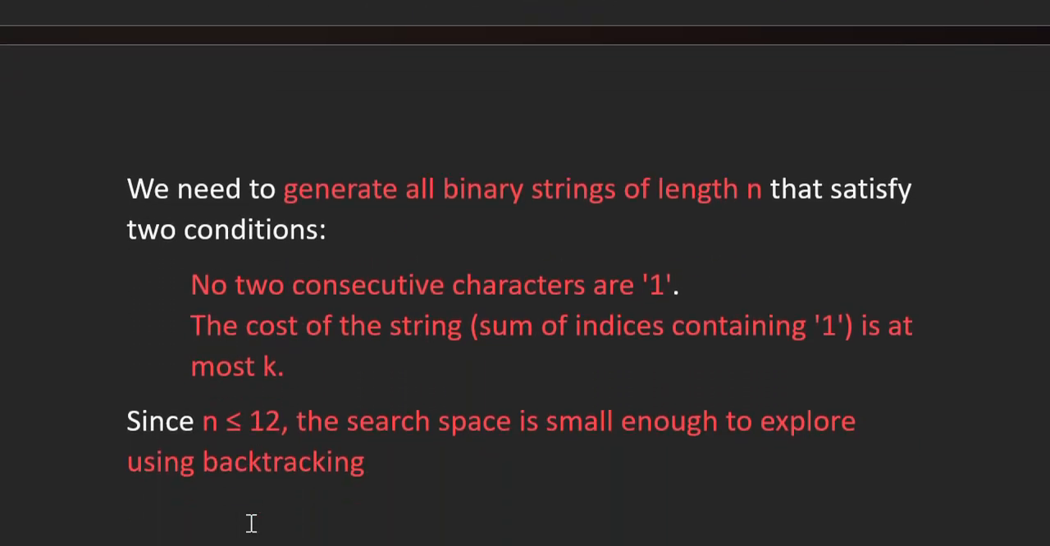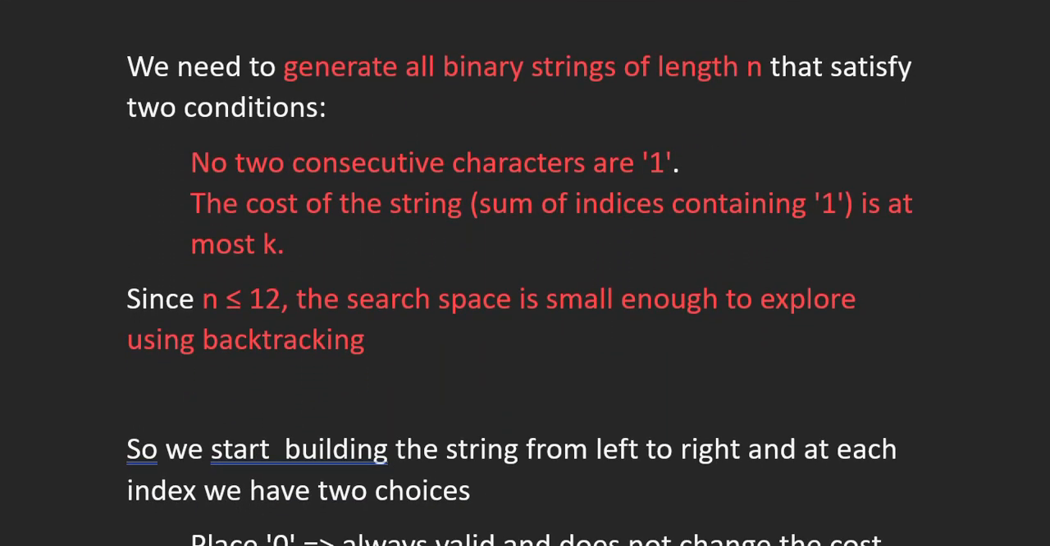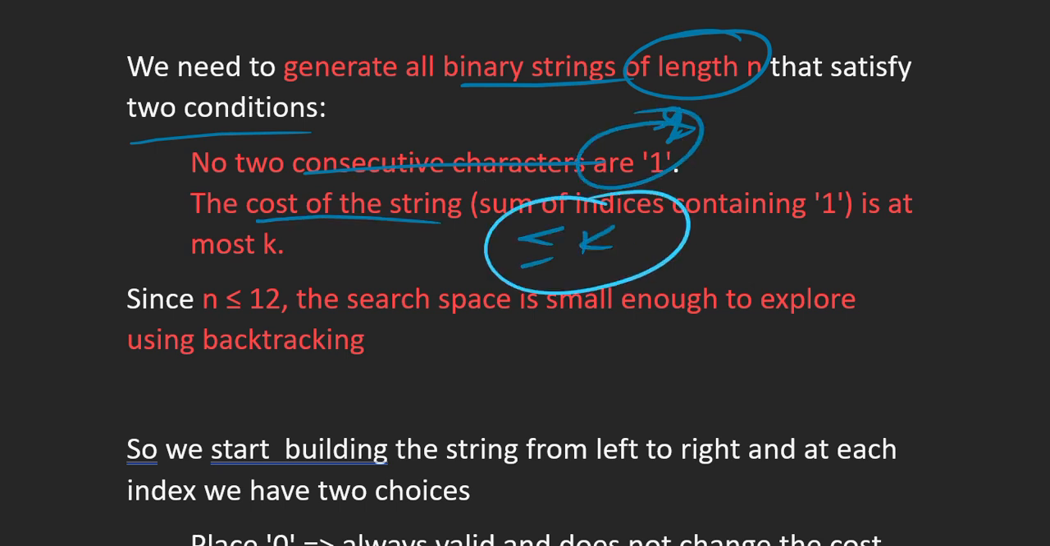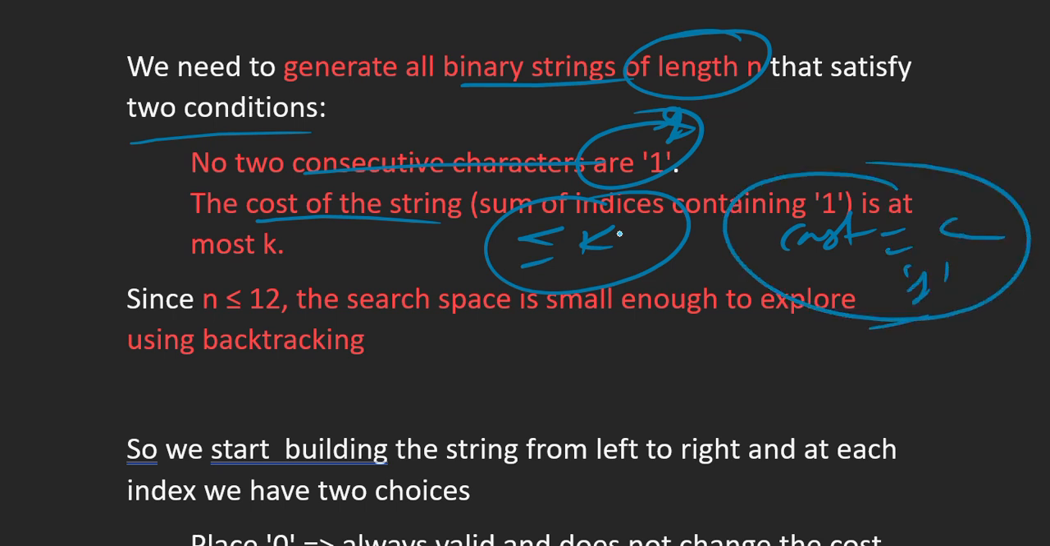So let's see the approach part. Basically we need all the binary strings having length n that satisfy the condition that they don't have two consecutive characters as ones, and the cost of the string should be less than or equal to k, where cost is basically the sum of all the indexes where we have a character 1. And as n is less than or equal to 12, our search space will be small, so we'll explore all the strings.